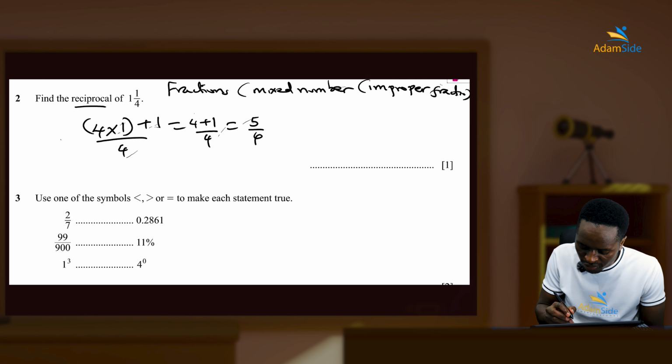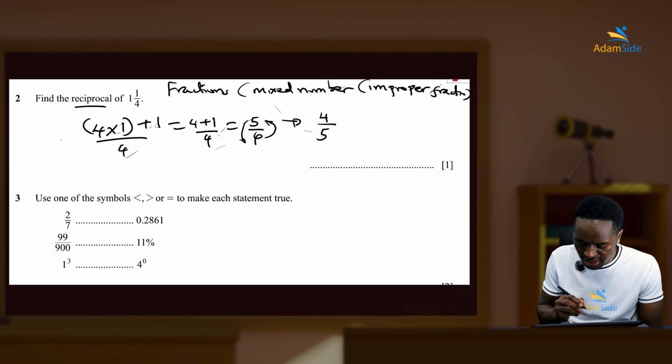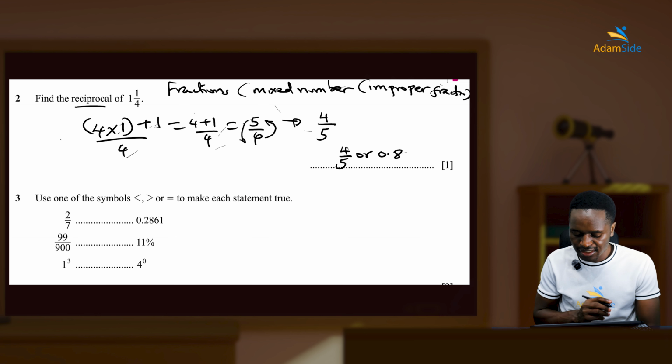So the reciprocal of 5 over 4, the inverse, the opposite, will be 4 out of 5. The denominator becomes the numerator, and the numerator becomes the denominator. Very good. And then this is your answer. So your answer will be 4 over 5 or 0.8 as a decimal.